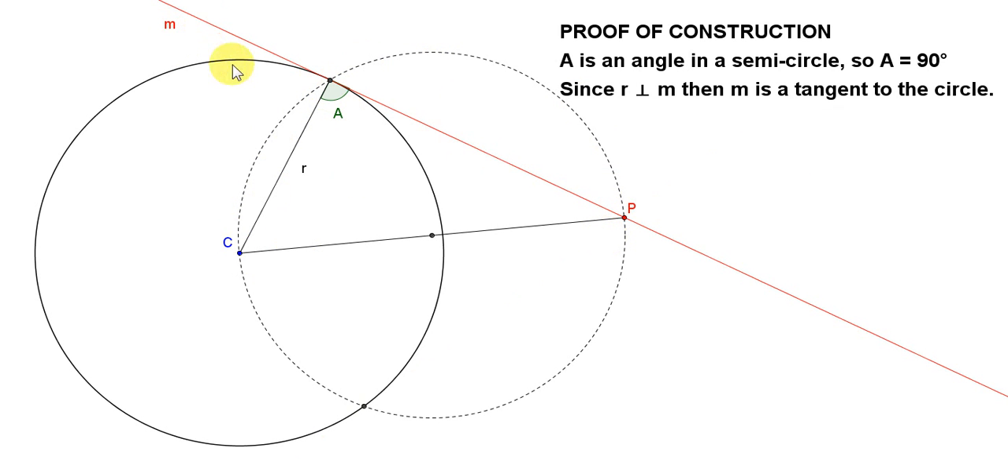Now, since M is a line that cuts this circle here, and since R is a line that's perpendicular to M, and R is the radius of the circle, we know that M must be a tangent to the circle, because a tangent is perpendicular to the line joining the centre of the circle to the point of contact of the tangent to the circle.